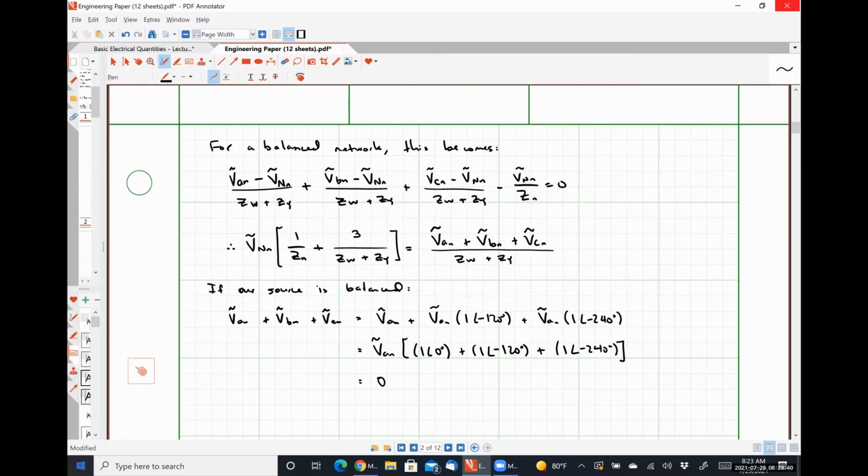Okay, so in a balanced source, all the voltages added together equal 0. That's not that hugely revelatory, but what that means is that the right-hand side of our equation up there is 0, right? VAN plus VBN plus VCN over ZW plus ZY is equal to 0. What does that imply about VNn, the voltage drop across our neutral conductor?